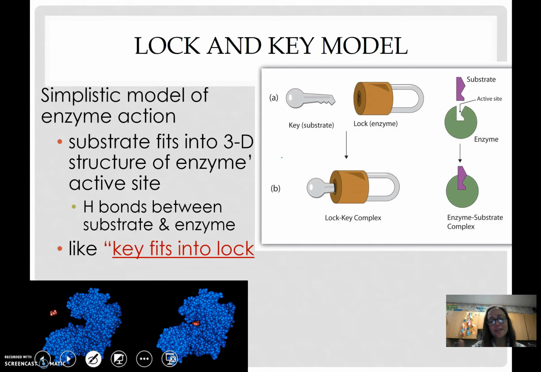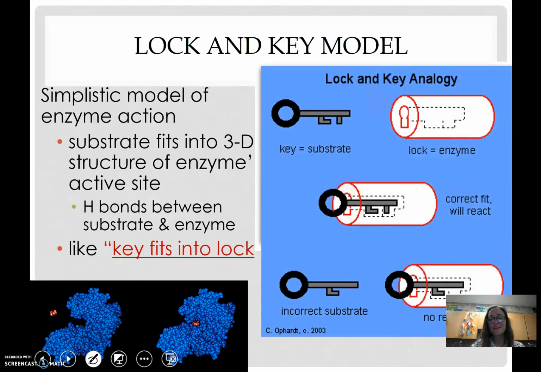It's a little bit more complicated than that, but that is to give you an idea that each enzyme is specific for its substrate. And so just like my car key won't open my classroom, same thing, enzymes have specific reactions that they catalyze.